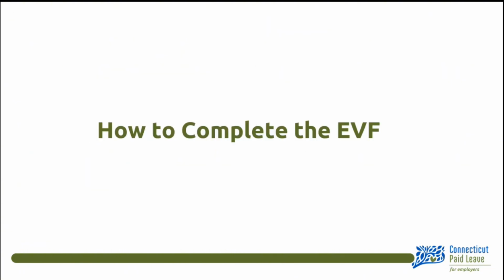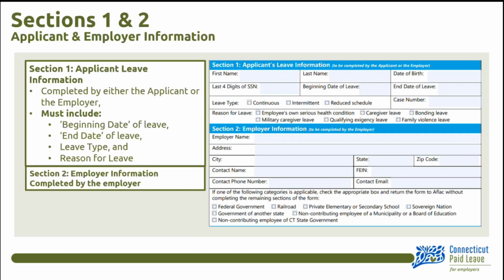Let's review how to complete the EVF section by section. Section 1 relates to the applicant and is usually completed by the applicant, but it could also be completed by you, the employer. You should have the information necessary to complete Section 1 because you should be working with your employee to determine if they are eligible for job-protected leave under Connecticut FMLA, federal FMLA, or other state or federal laws. Even if you determine that the employee is not eligible for job-protected leave, you must still complete this form because Connecticut Paid Leave eligibility requirements differ from FMLA.